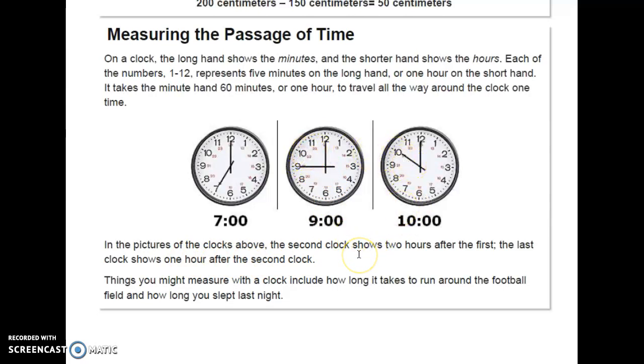Things you might measure with a clock include how long it takes to run around the football field and how long you slept last night, which hopefully is more than 8 hours.